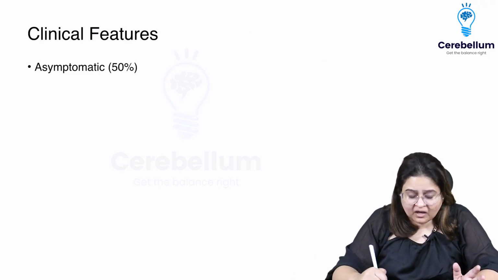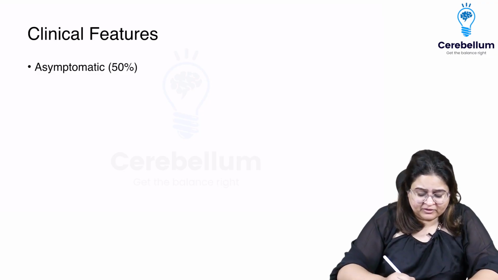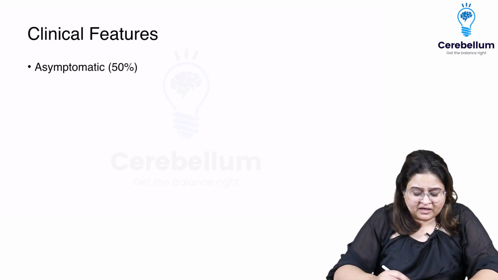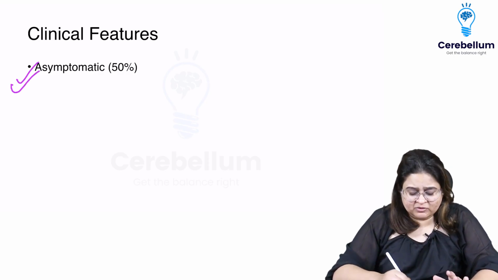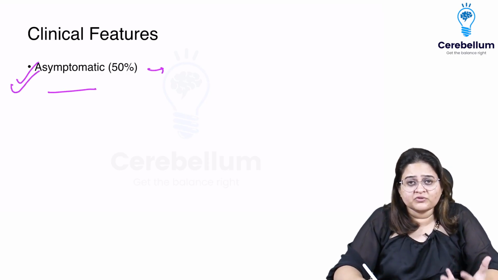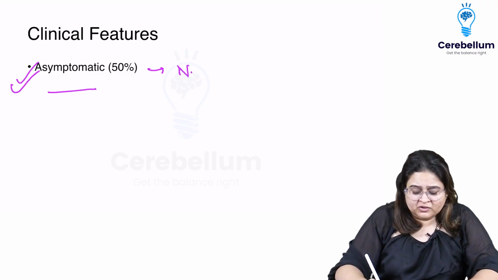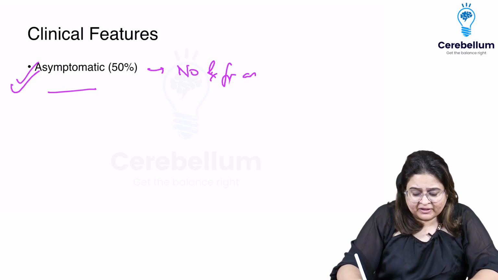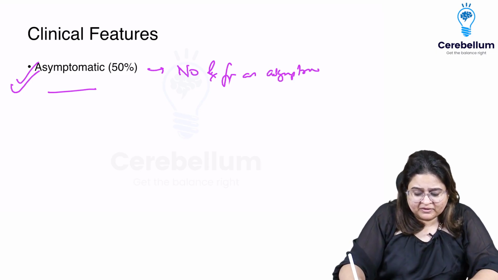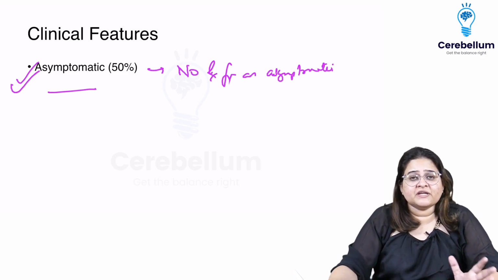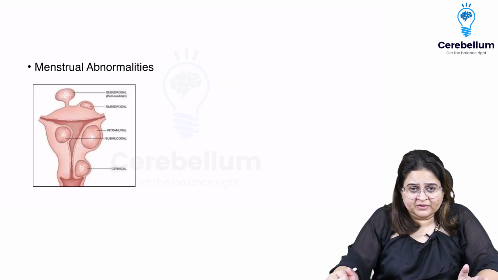Now, how does a fibroid present? This is the presentation in pregnancy. Otherwise, the majority of them are asymptomatic, and if they're asymptomatic, how do you treat them? Nothing needs to be done. So no treatment for an asymptomatic fibroid. Okay, even if they are very, very big in size, they don't need treatment.